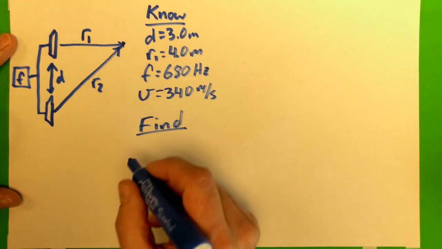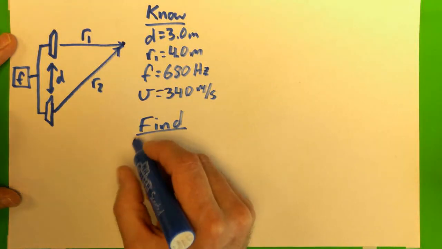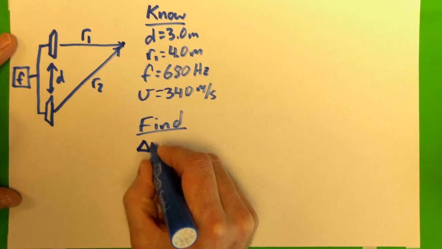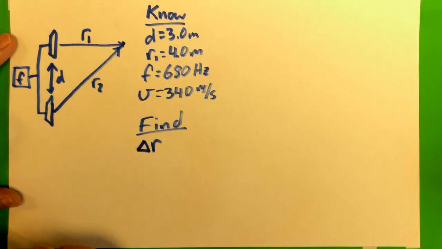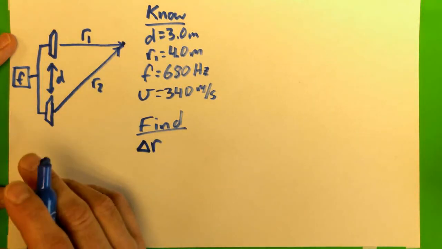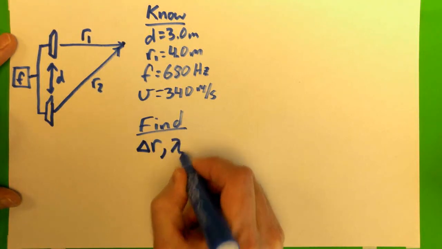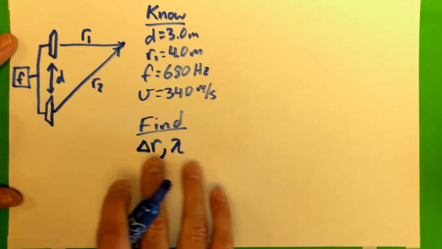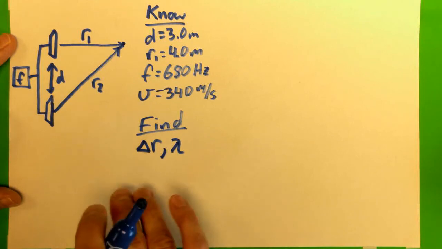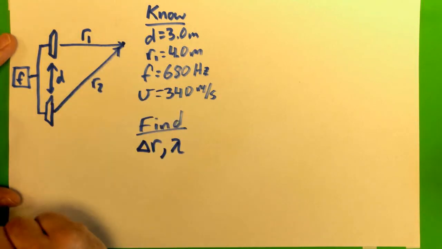And so what we need to know is that path difference. So I need to find delta R, but not just delta R. I need to find delta R and how it compares to the wavelength. Okay, how it compares to the wavelength. So I need to find these two variables and compare them to be able to answer the question, is that constructive, destructive, or somewhere in between?